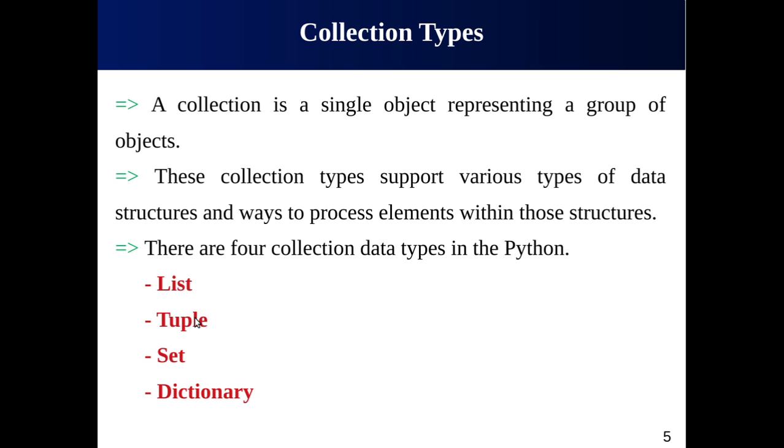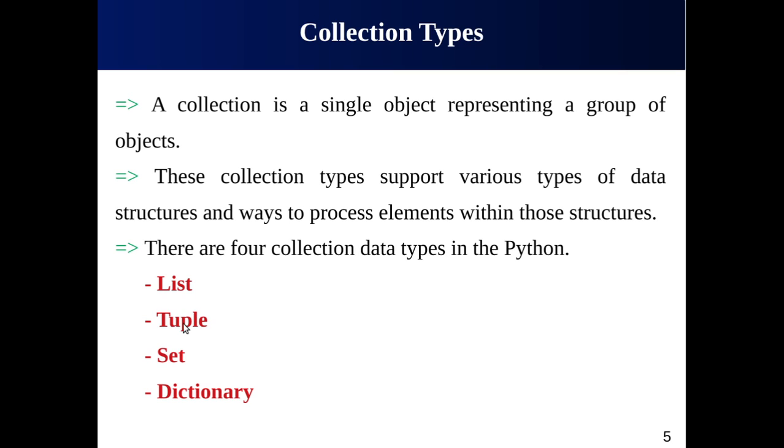What is list? List actually holds a collection of objects, values, types that are ordered and that are mutable. Mutable means changeable. You can change the values of a list during the program execution. And all the elements in a list are actually indexed, and we can allow duplicate members inside a list. So we will see the list in detail in the coming session.